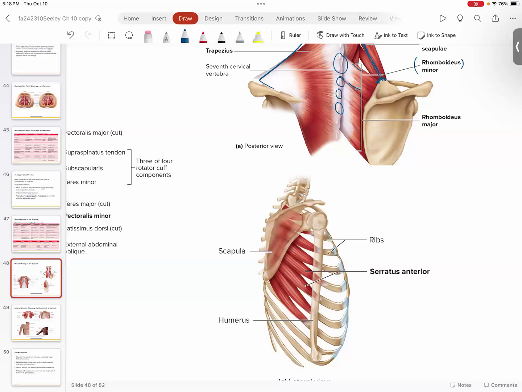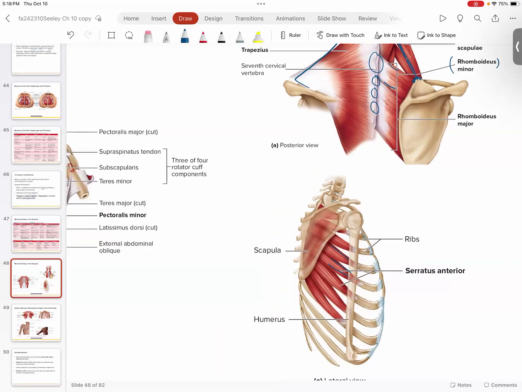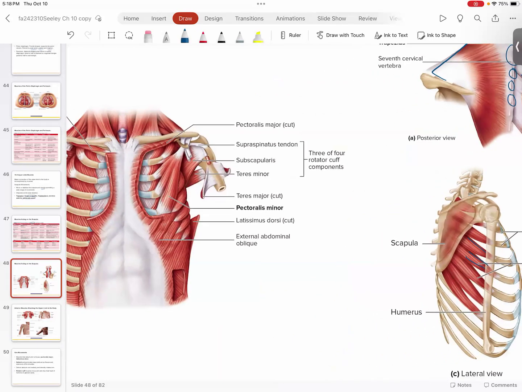Now, serratus anterior looks like little feathers basically underneath your arm. If you lift your arm up, you'll see this little feathery looking structure. And this is basically attached to your rib cage and to your vertebra. So this is associated with the movements of your upper rib cage.